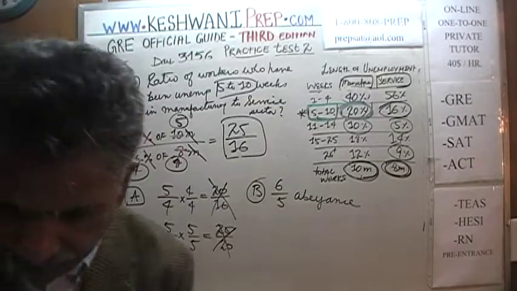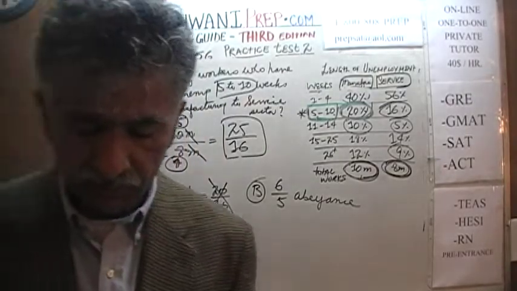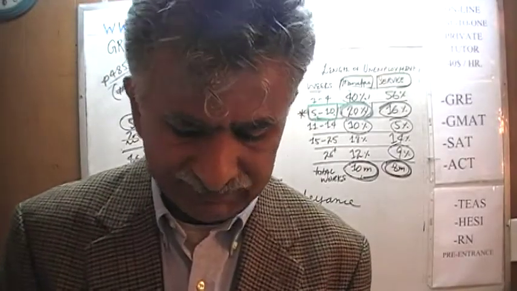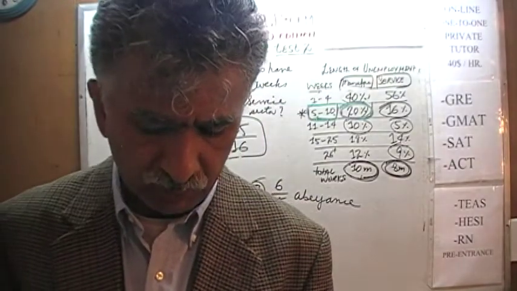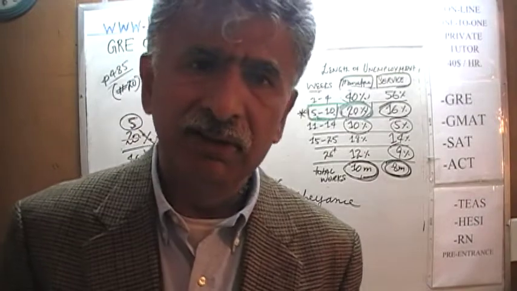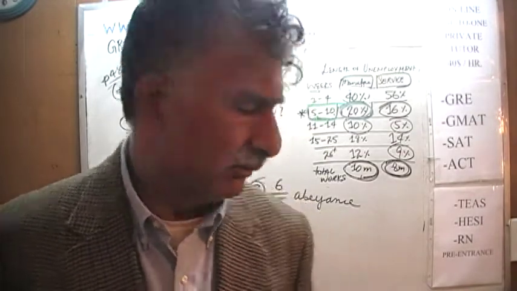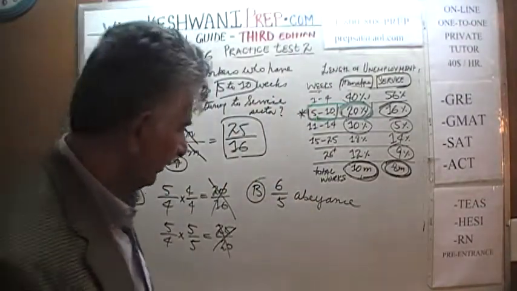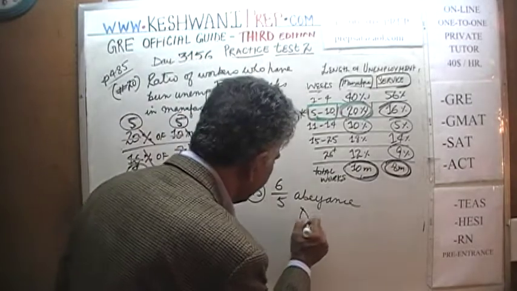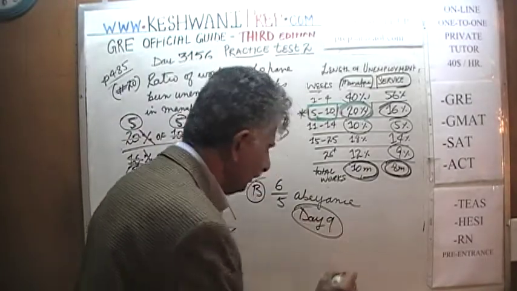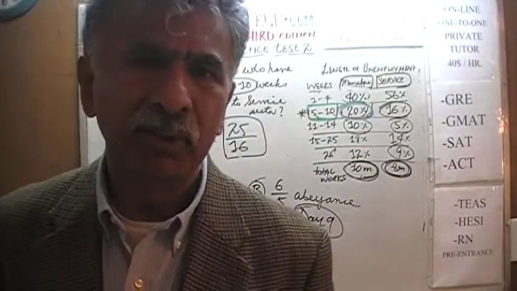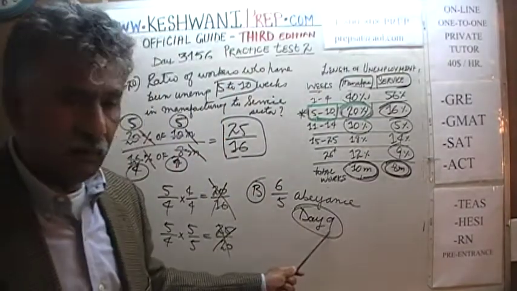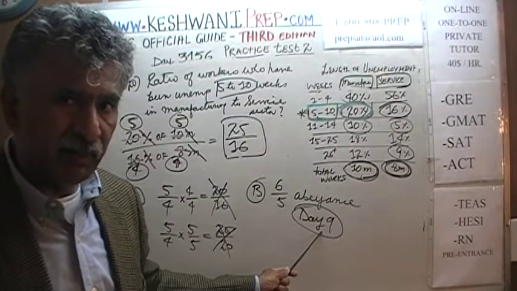We have learned this word abeyance. What does it mean to keep something in abeyance? To keep something in abeyance simply means, let's keep it aside, let's not touch it right now, we'll deal with it later. To keep something in a state of inactivity. In other words, let's not deal with it right now, we'll come to it later. Again, if you want to learn it, just type in GRE vocabulary words, day number 9.